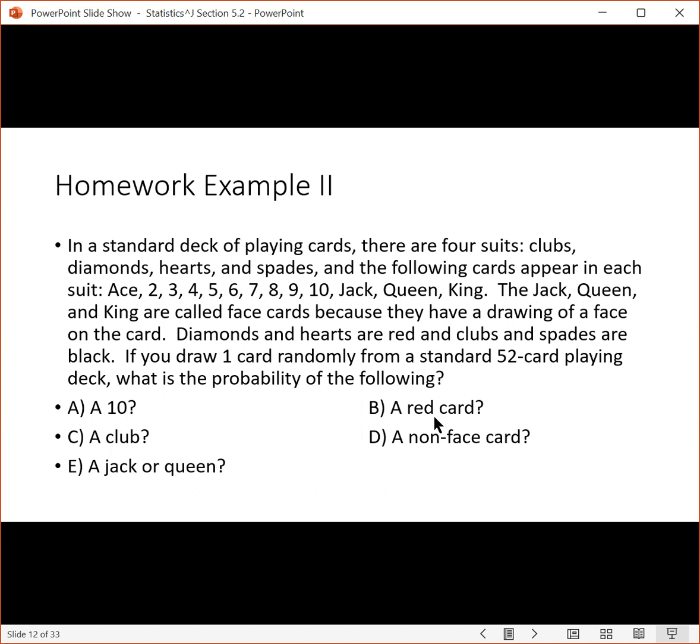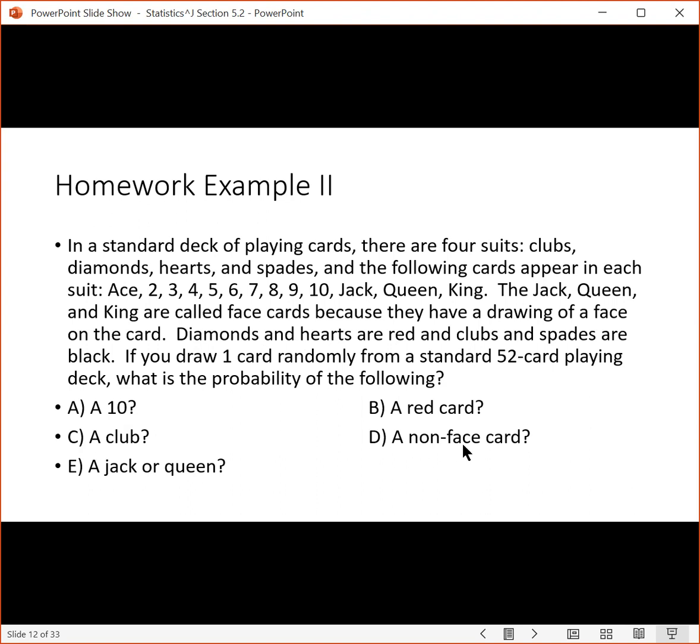How many red cards are there? Well, we know diamonds and hearts are red. So we know that we're going to have 13, and we've got 13. If you count these up, there are 13 of these. There's 13 diamonds and 13 hearts. So we should have 26 total red cards. How many clubs are there? All right, so there's only 1 suit that's counted as clubs. And so we've got 13 of those, an ace of clubs, a 2 of clubs, all the way through a king of clubs.